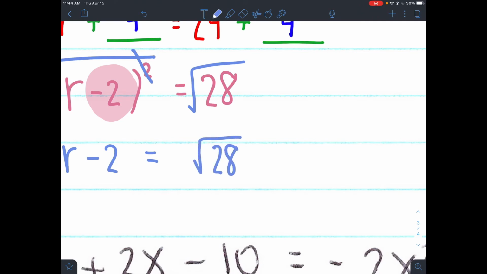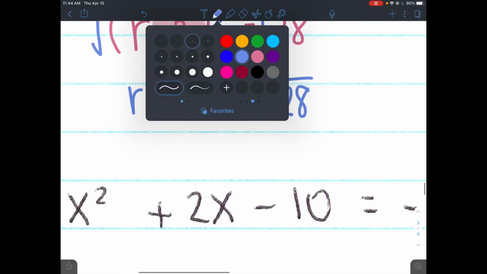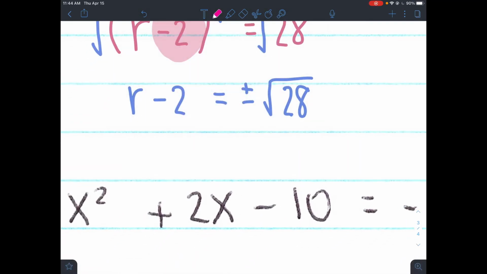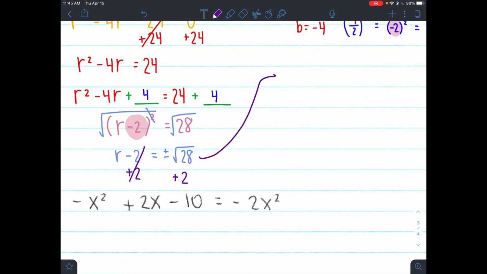But remember, I created that square root sign, so I have to put plus or minus there. If I created it, I got to state that there's plus or minus. If it was already there, I don't need to do anything. All right, the next step is to get your r by itself. So we're going to add 2 to both sides. Cancel that out, and I'm going to go ahead and move my work over here. So that's r equals positive 2 in the front plus or minus square root of 28.